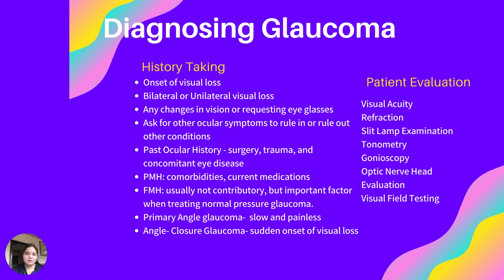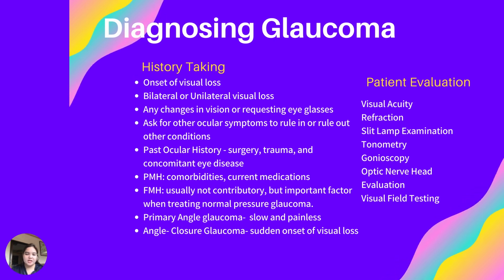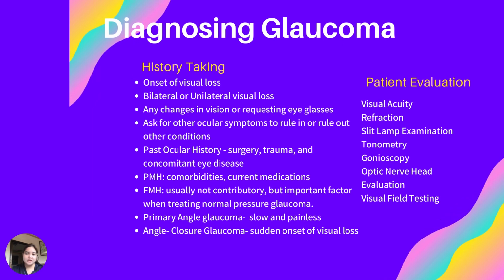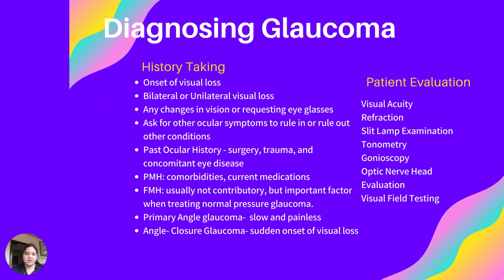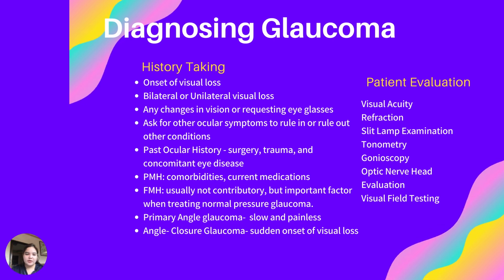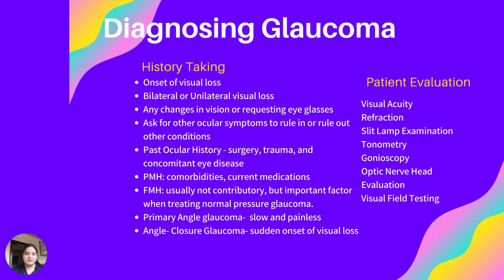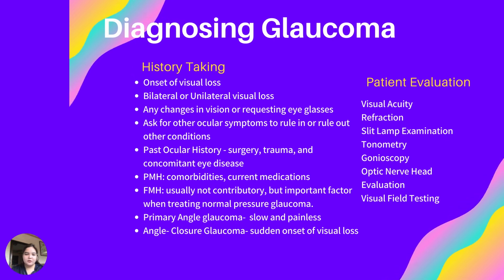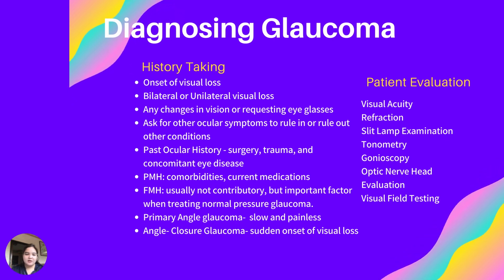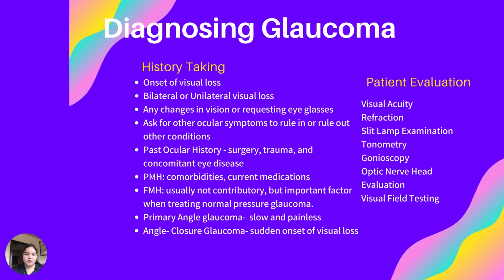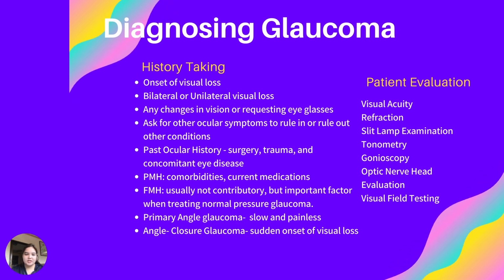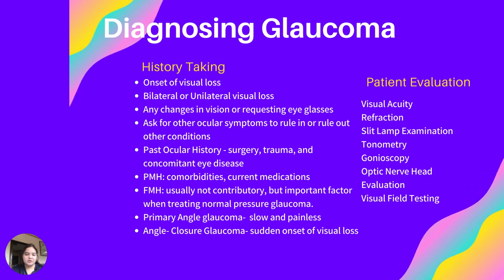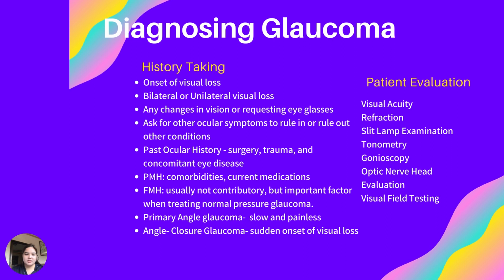To diagnose glaucoma, we have to do history taking and patient evaluation. For history taking, we have to take note of the onset of visual loss, whether it is bilateral or unilateral, any changes in vision, or the need for eyeglasses. You have to ask for other ocular symptoms in order to rule in and rule out other conditions. Ask for the past ocular history, including surgery, trauma, and concomitant eye disease.